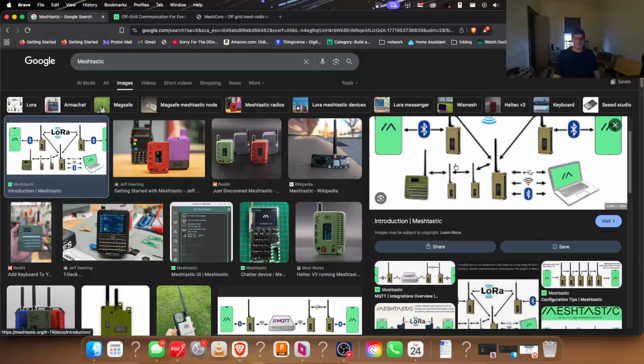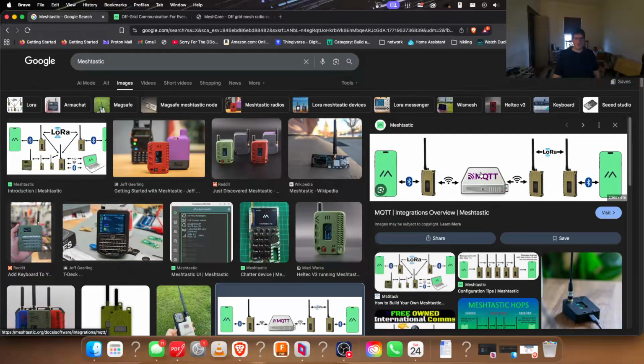There are some more advanced things you can do, like what's called an MQTT network or node, and it allows you to go over the internet to really expand your network. I won't be talking much about these because the disadvantage is if your internet goes down in your area, this doesn't work. For offline communications, it does defeat the purpose a little bit, but it's still good to know.